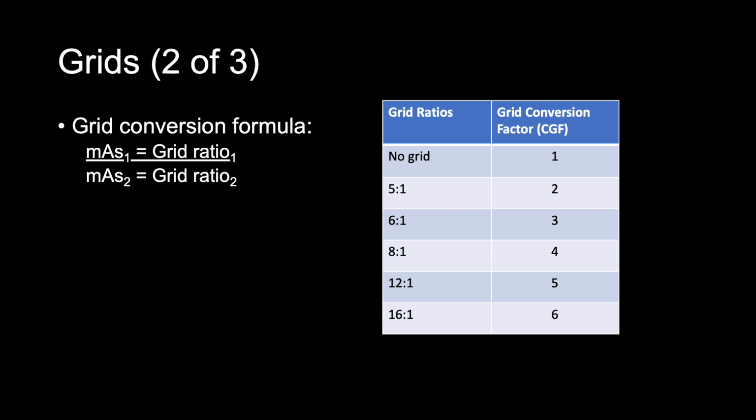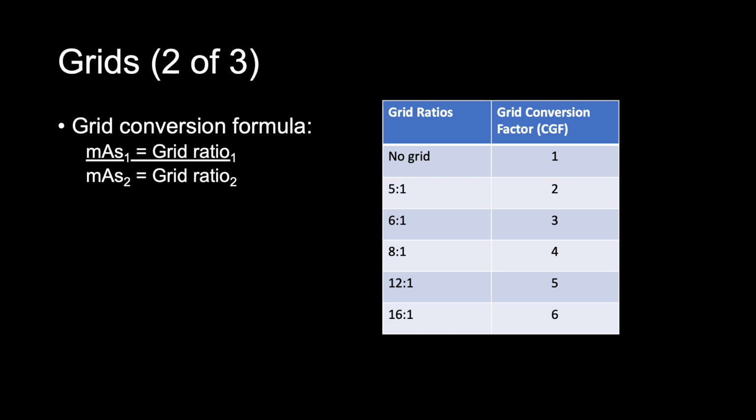When grids are used, the mAs must be adjusted to maintain the exposure to the IR. The more efficient a grid is in absorbing scatter, the greater the increase in mAs. The grid conversion formula is a mathematical formula for adjusting the mAs for changes in the type of grid. So we have that grid conversion formula over in the chart there. You can see it's mAs 1 over mAs 2 equals grid ratio 1 over grid ratio 2.